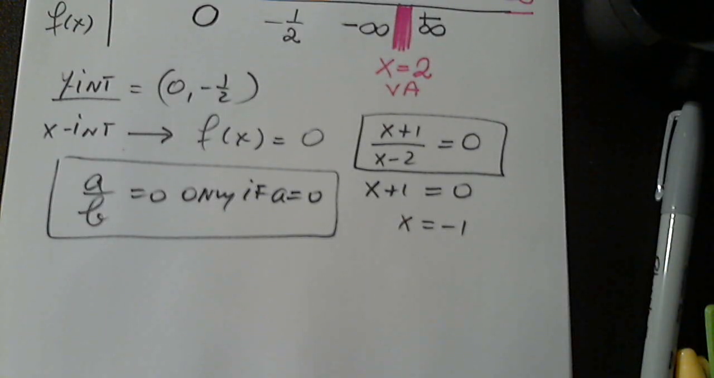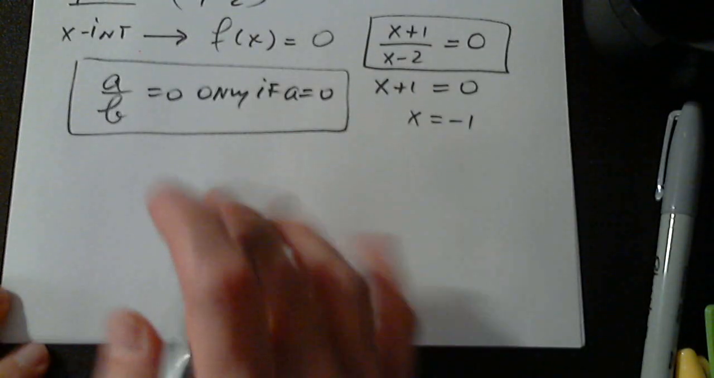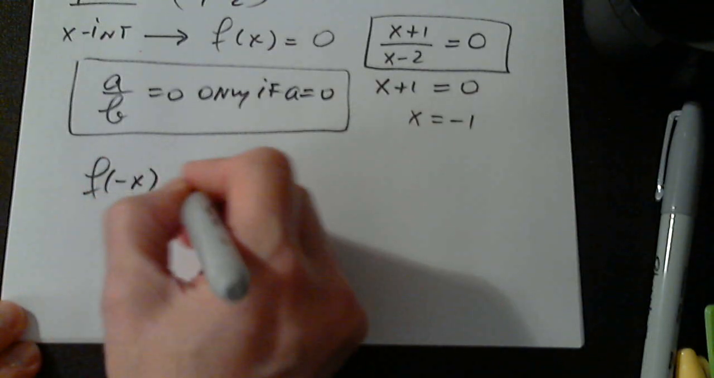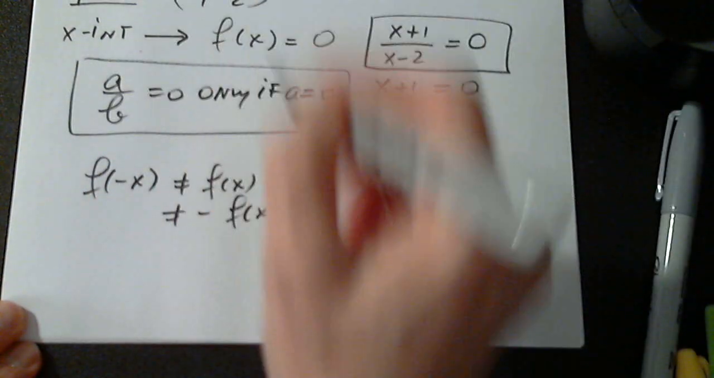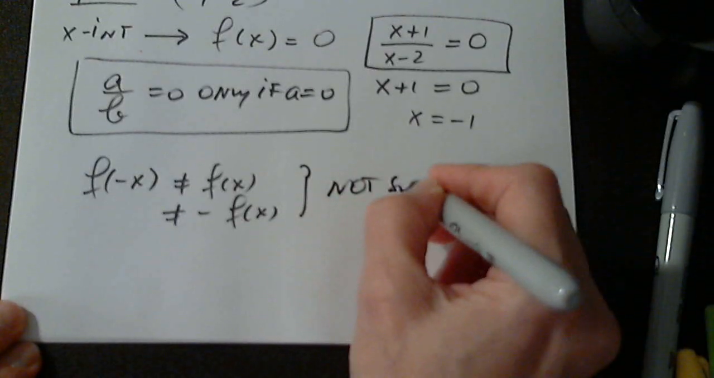Final step, because we know it's not symmetric, we can write f of -x does not equal f of x, and it will not equal -f of x. Plug it in and you'll see, not symmetric.